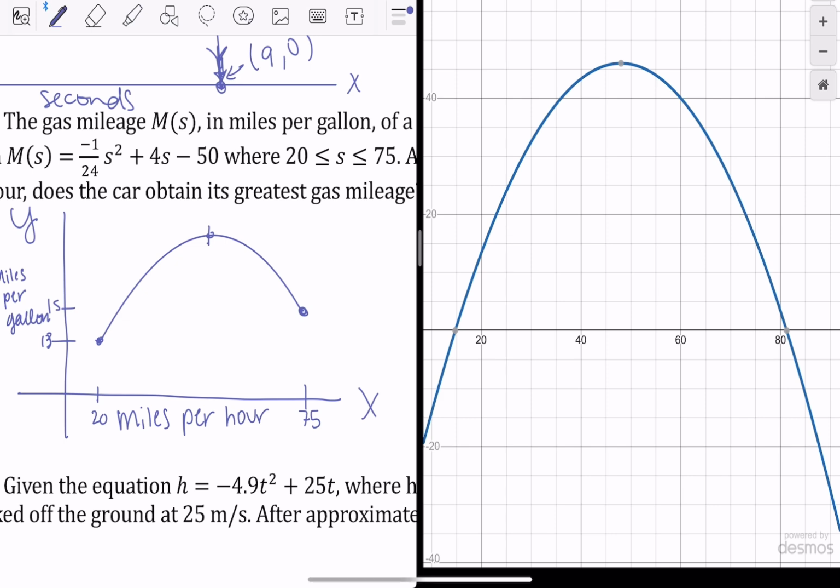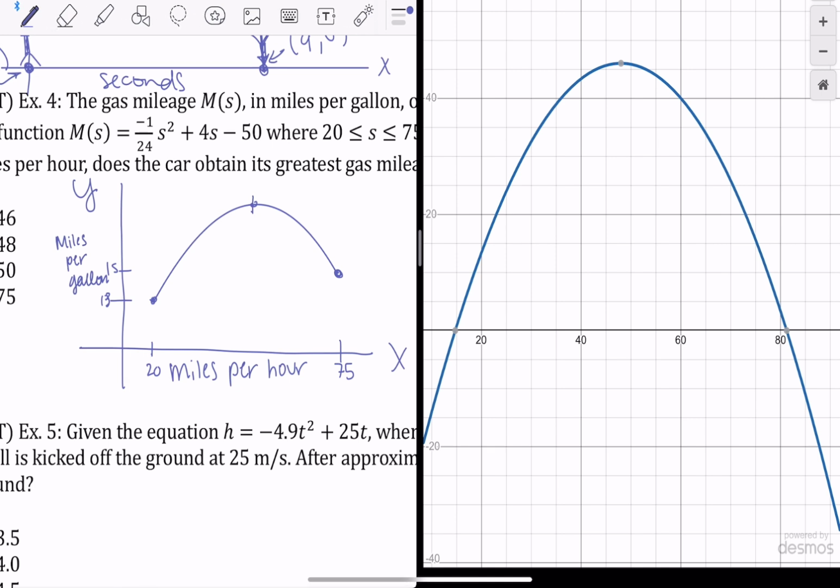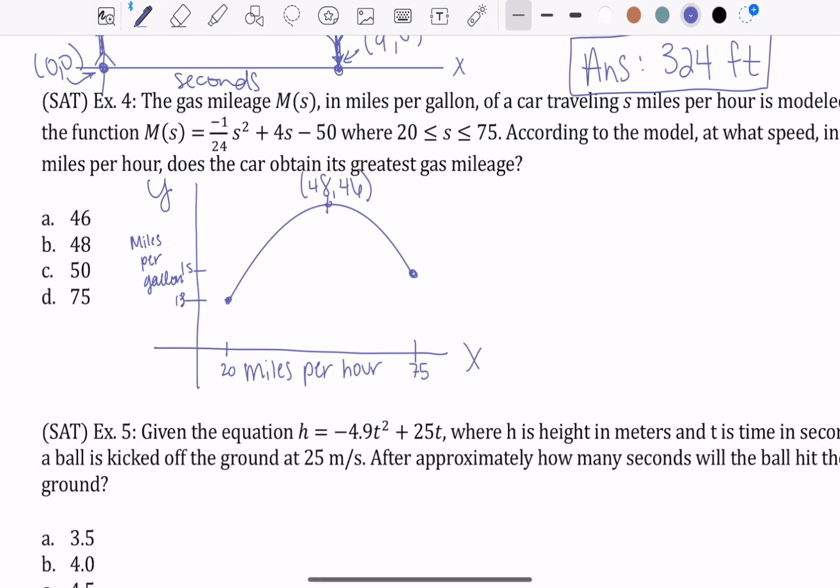And then it wants to know the greatest gas mileage. So I'm going to look back at my diagram. This is why diagrams are so important. We can see here, gas mileage or miles per gallon is on the y-axis. So it wants to know when is it highest on the y-axis, which is just like what we've been doing. It's basically asking the same as the height. It's just asking for the highest point on the y. So I'm just going to click over here for my vertex. And that one is at 48, 46. There we go.